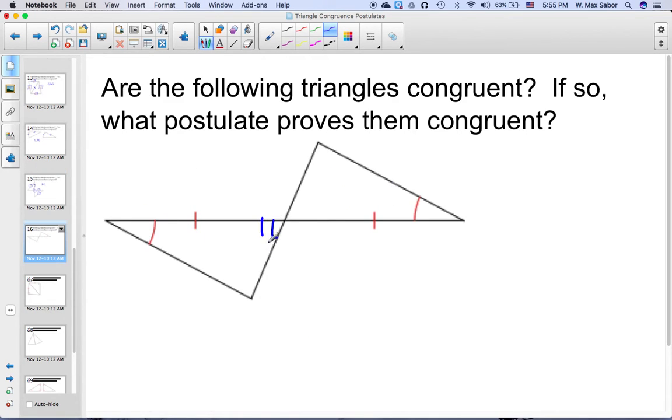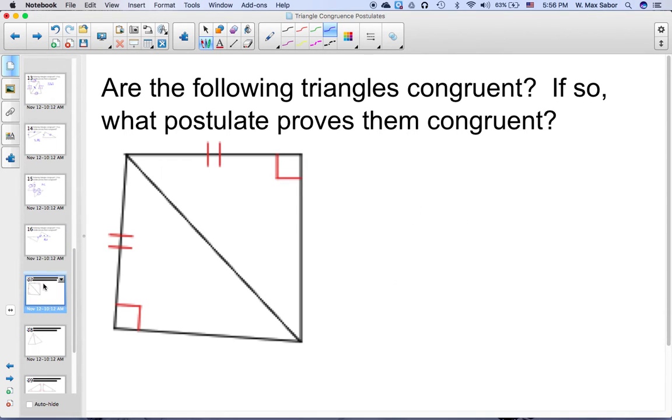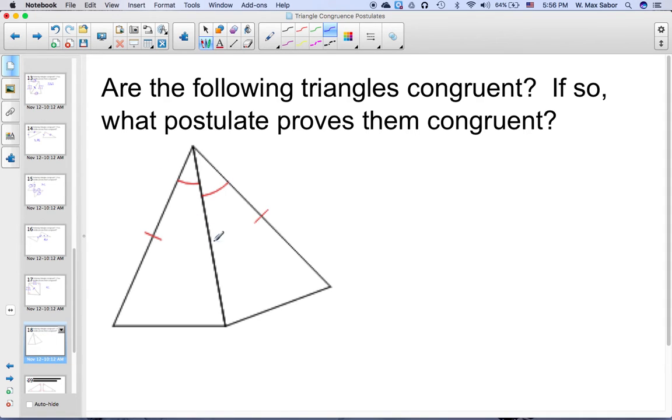Here we have those vertical angles are congruent, so we have two angle pairs, and the side between them, angle, side, angle. Here we have two right triangles. The hypotenuses are congruent, and the legs are congruent, so this is hypotenuse leg. Here we have the side between them is congruent, the side and the angle. So side, angle, side.